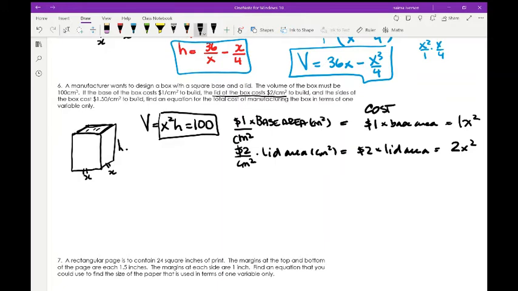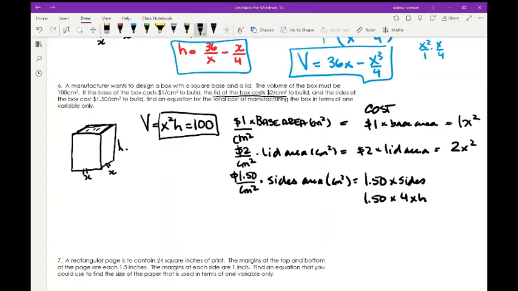The sides of the box, so all the sides are the same, they're all xh, cost $1.50 per square centimeter to build. So centimeters squared times sides area, centimeters squared, is going to be 1.50 times all the sides. Well, that's going to be 1.50 times 4xh, right? We've got 4xh's sitting in here, and that gives me 6xh.